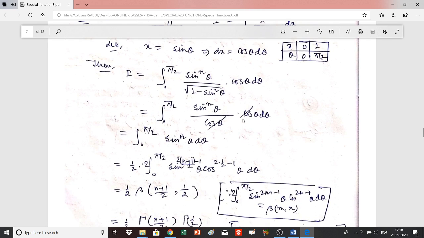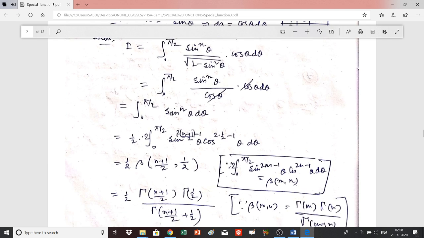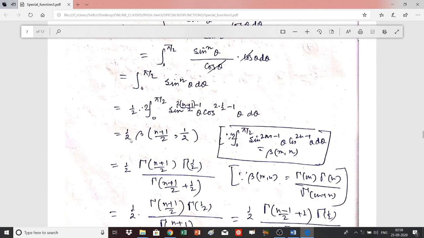So that will give you, after simplifying, the integral from 0 to pi by 2 of sine theta to the power n d theta. And you can write this in this manner, half is here, so 2 will be there, so 0 to pi by 2 sine 2 into (n plus 1 by 2) minus 1, and then cos 2 into 1 by 2 minus 1, because this will give you 1. And this is nothing but half beta (n plus 1 by 2, half).